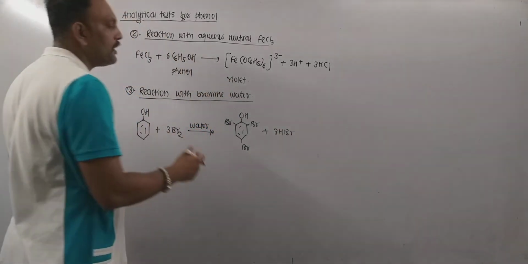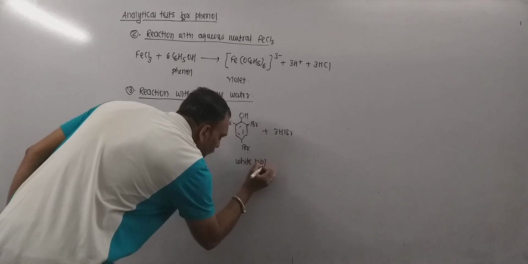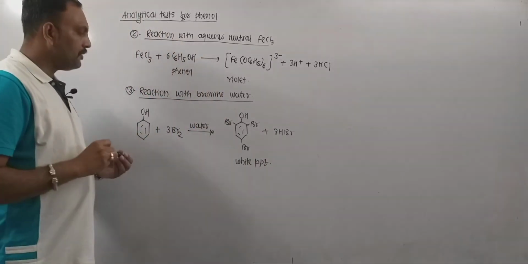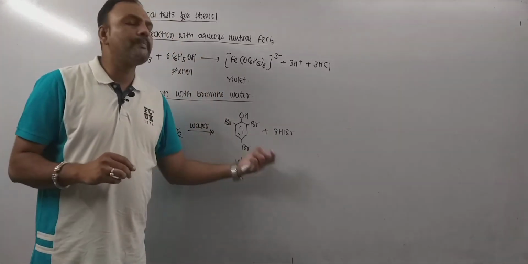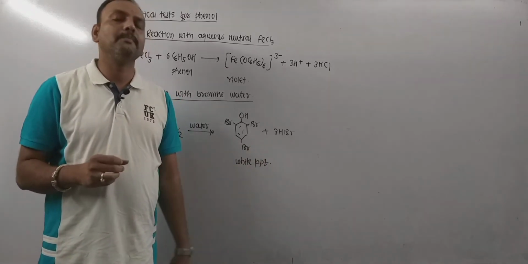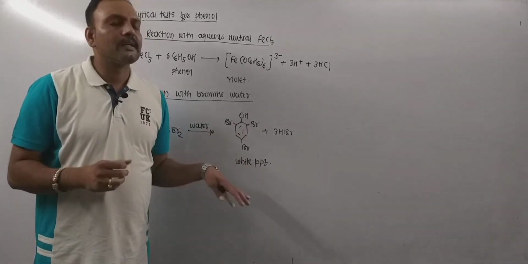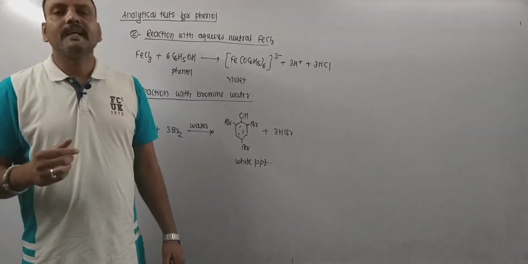Now what is the beauty of the product? Remember, this is a white precipitate. Phenol reacts with bromine water producing a white precipitate of 2,4,6-tribromophenol. So deposition of precipitate indicates that the sample is of phenol. So these are some of the analytical tests for phenol.